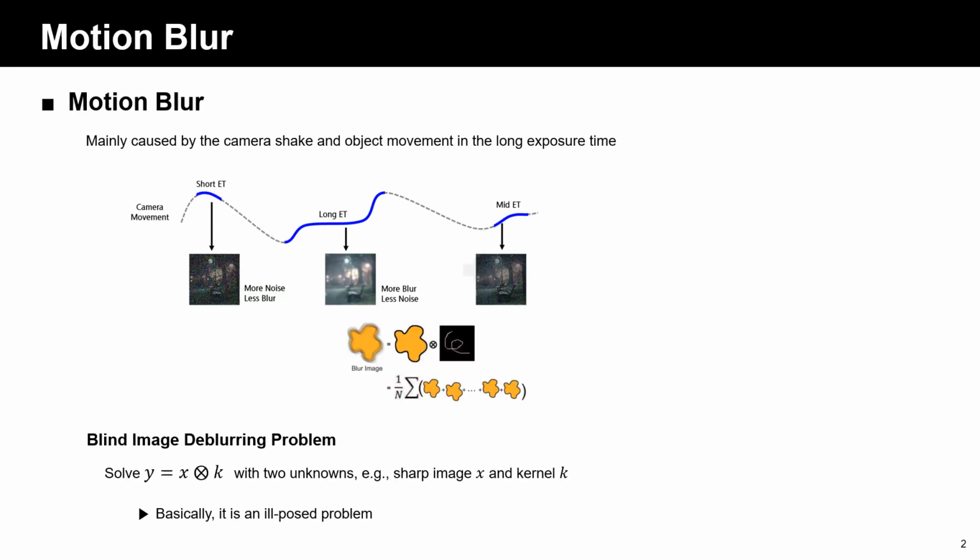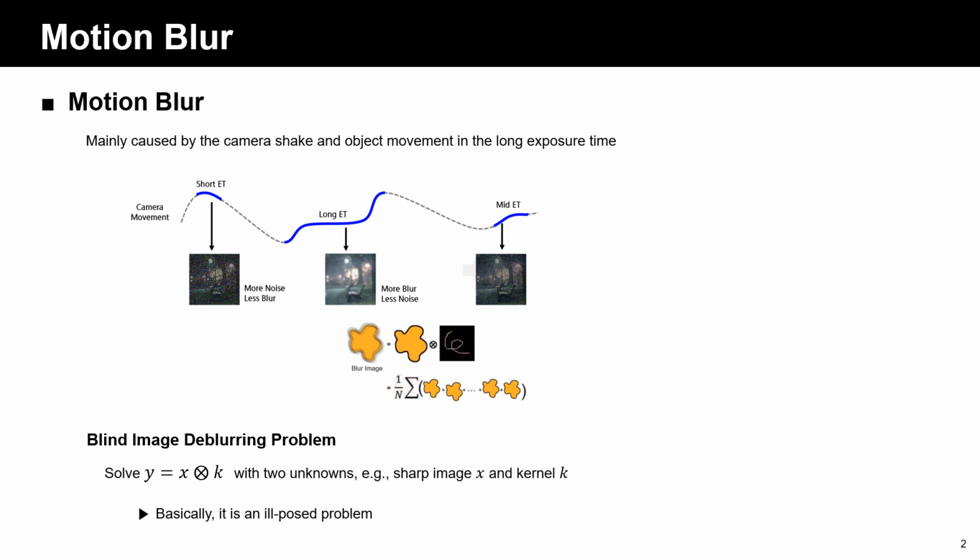Let me start by introducing what motion blur is. Basically, motion blur images often appear in low-light environments. When capturing an image in the dark, we usually open the shutter for a long time. During the long exposure, if the camera is shaking or target objects are moving, it leads to significant blur degradation, which is a challenge to overcome.